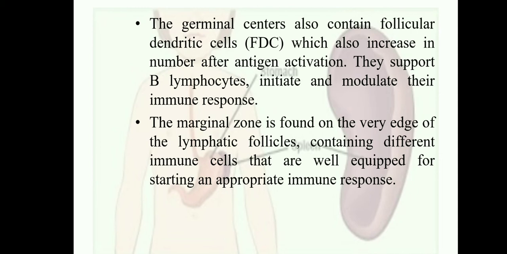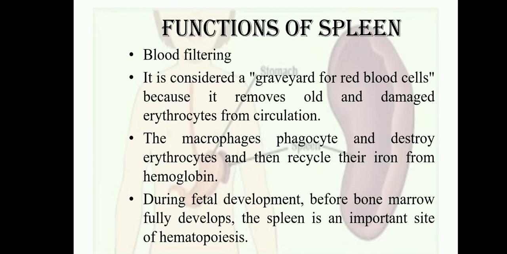Now the most important part is the marginal zone. It is found on the very edge of the lymphatic follicles, containing different immune cells that are well equipped for starting an appropriate immune response, and it is responsible for separating the red pulp from the white pulp. Now that is all about the structural anatomy of the spleen.